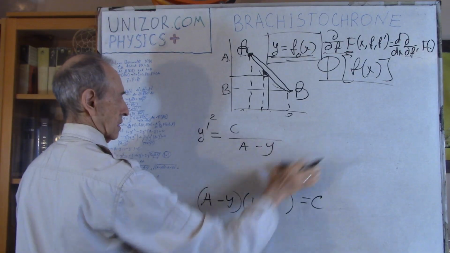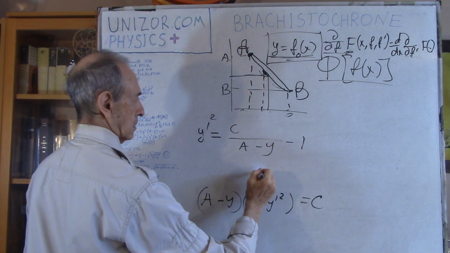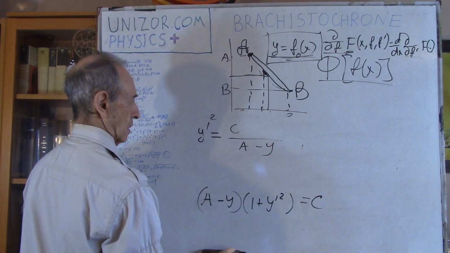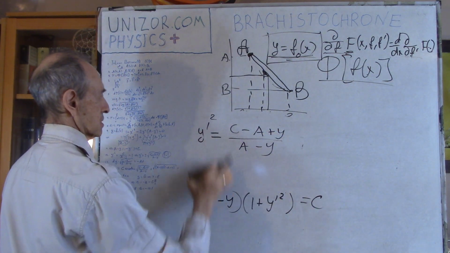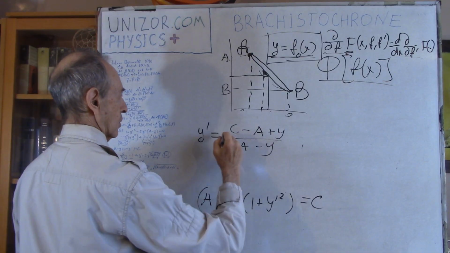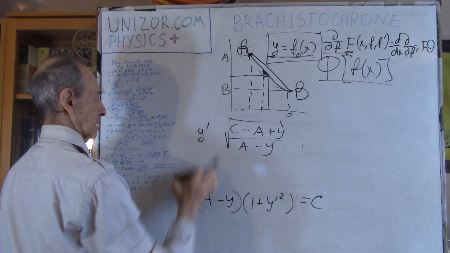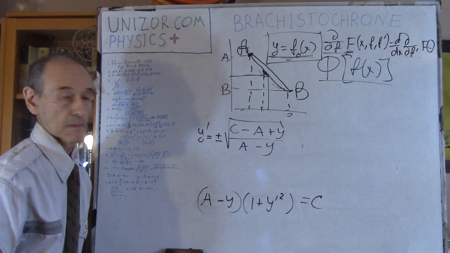Let me start again. C divided by this minus 1. So you go to the common denominator. So that would be c minus a plus y. Okay, so y prime is equal to the square root of this, but I have to be careful. I have to put plus minus, right?